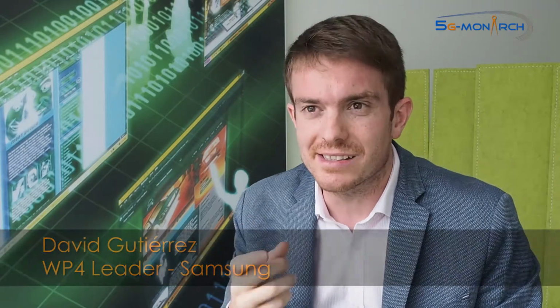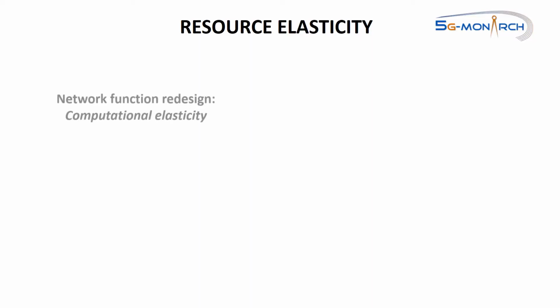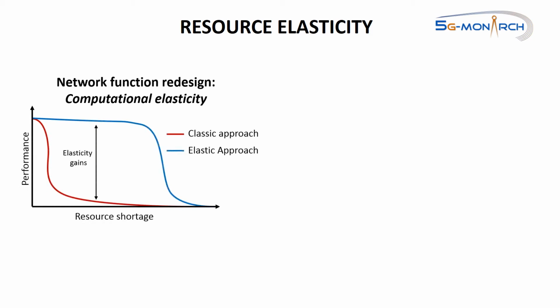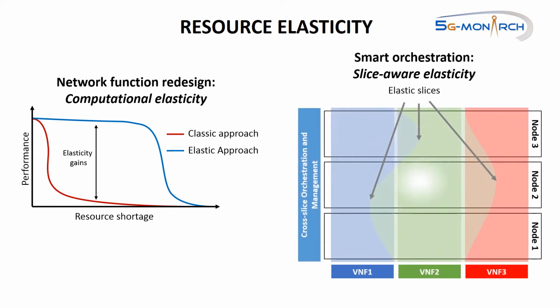So another challenge that 5G-MoNArch is looking at is how to make use of network slicing when the type of services do not have a stringent type of requirements, and how to make use of the resources in an efficient way, avoiding over-provisioning. So we call this innovation within 5G-MoNArch resource elasticity, and we look at redesigning the internals of network functions while at the same time providing a smart orchestration of the resources both at intra and cross-slice levels.